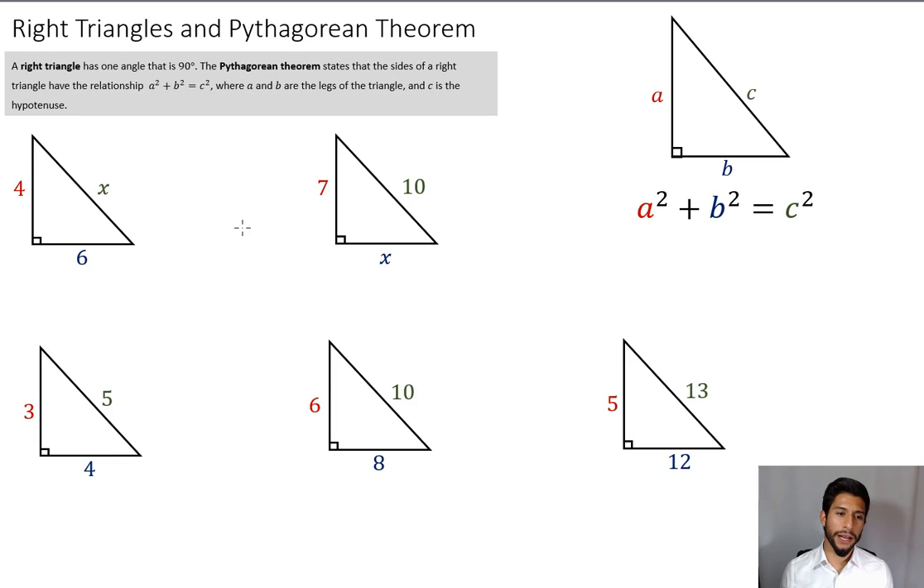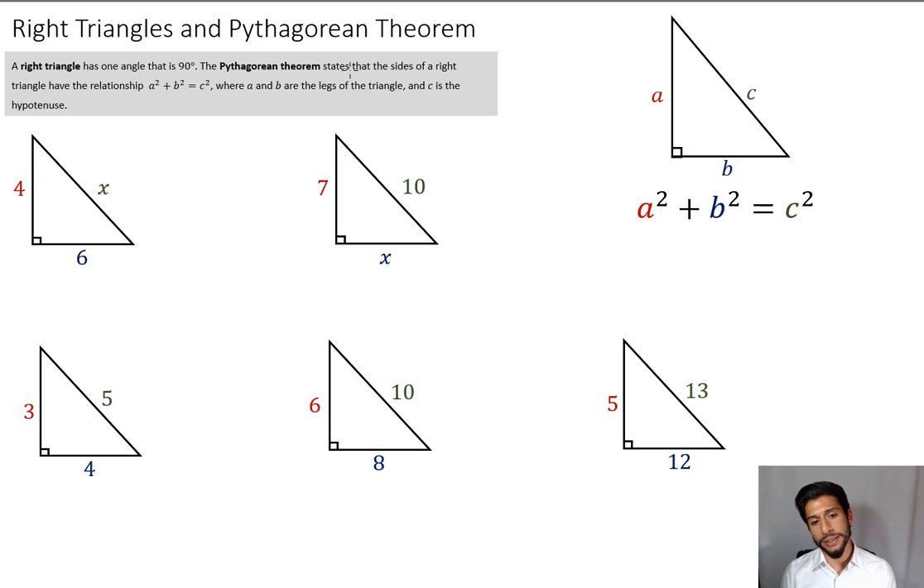This is Renan with Piece of Pie Learning, and today we're going to go over right triangles and the Pythagorean theorem. So first things first, a right triangle is a triangle that has one of its angles being 90 degrees. Right, so as long as one of your angles is a right angle, you have a right triangle.